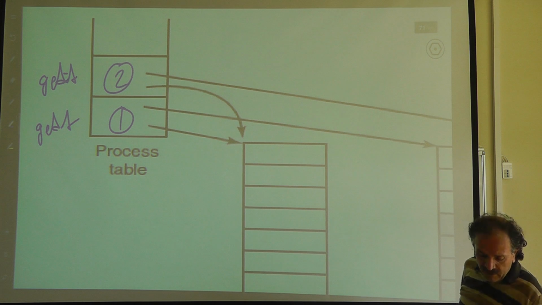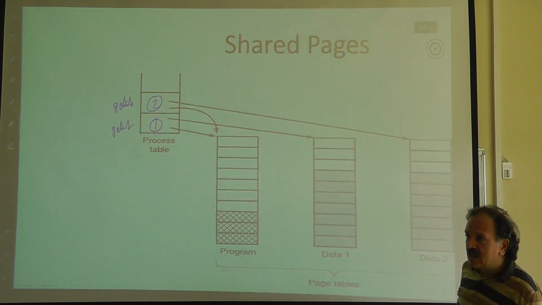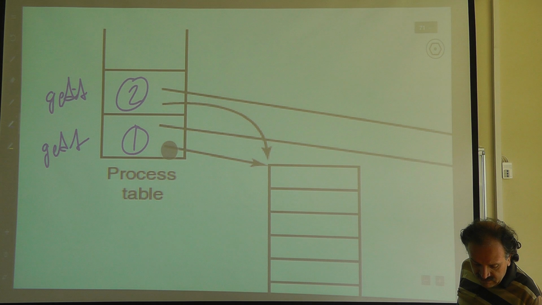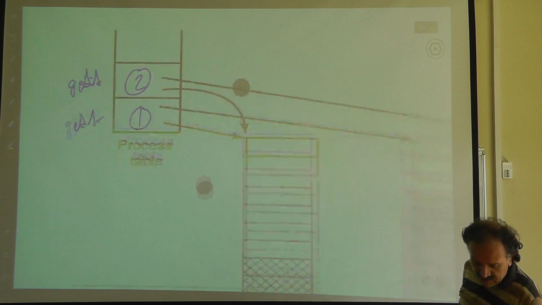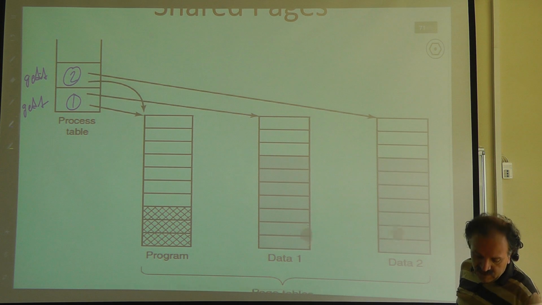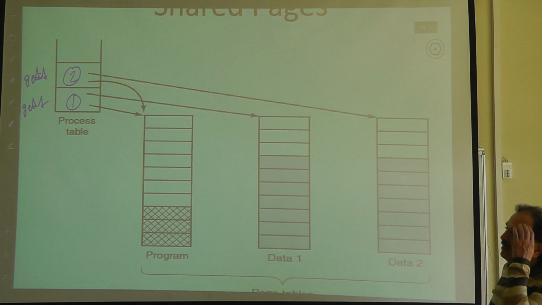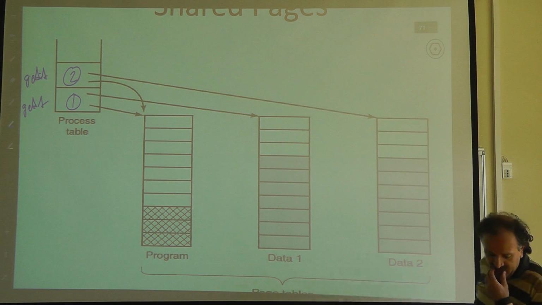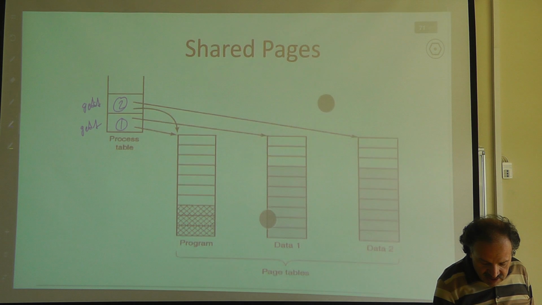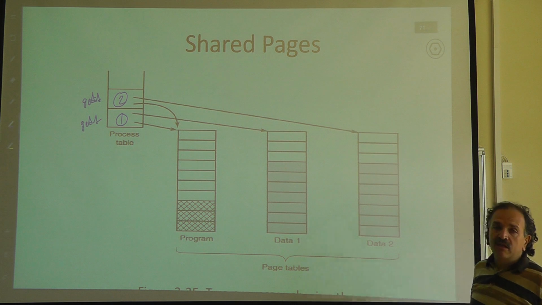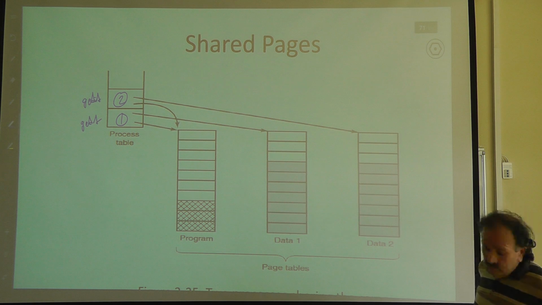So what do we do? If you have separate instruction and data spaces, then keep the instruction space the same. See, both of them, this one and this one, are using the same instruction space, but their data spaces are different. So it is easy to keep the program text the same when you are sharing the pages. The difficult part is if the data is the same. If I want to share the data, that becomes a problem.